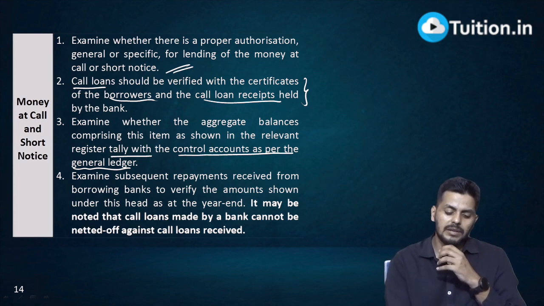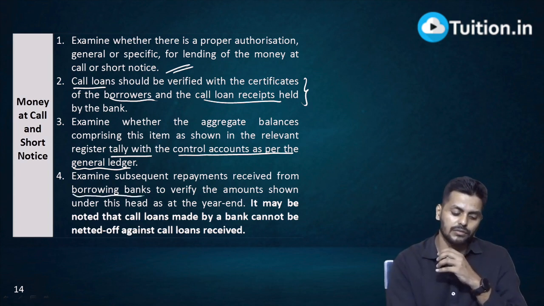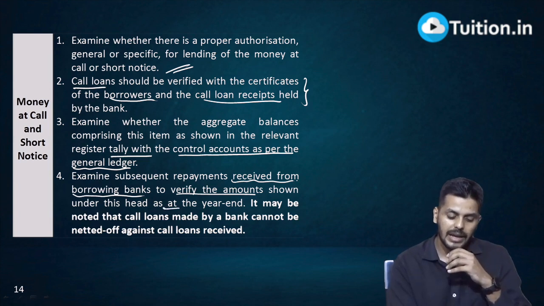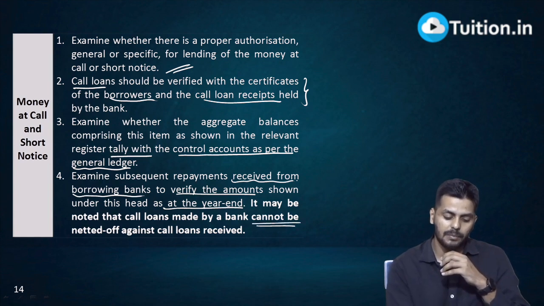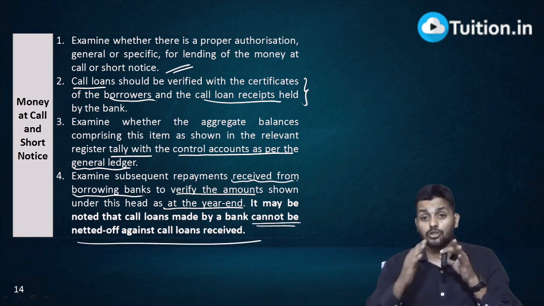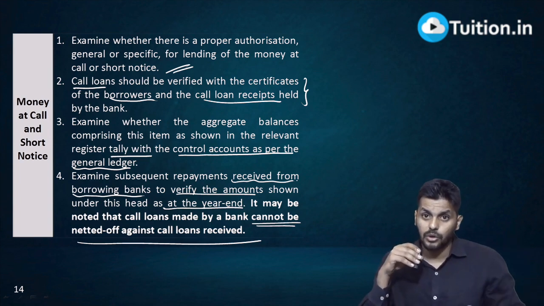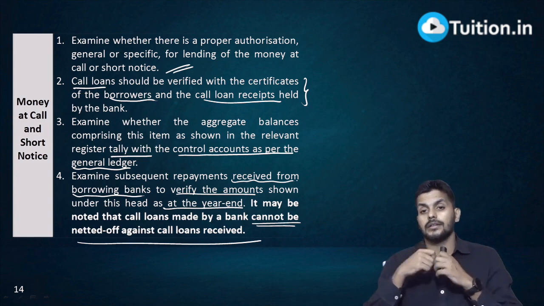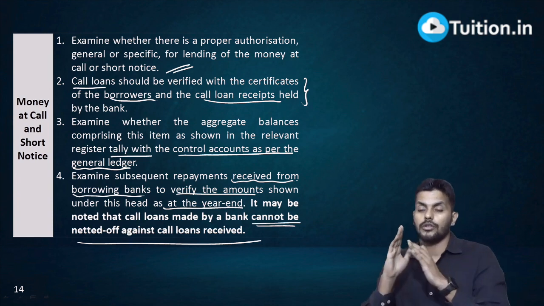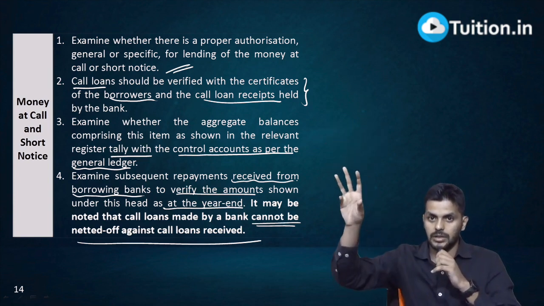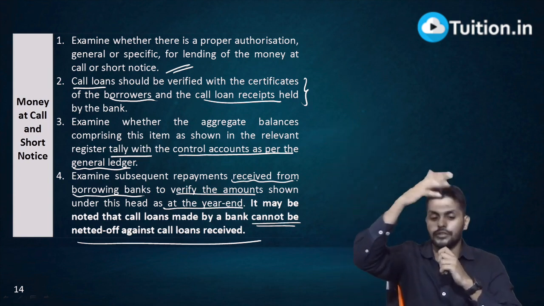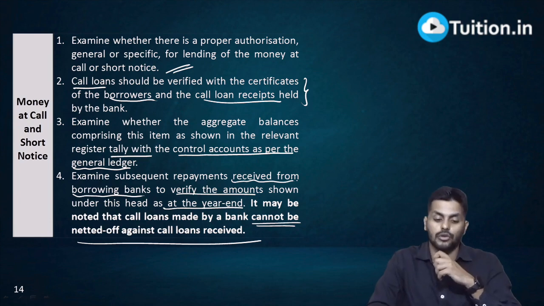Examine subsequent repayments received from borrowing banks to verify the amount shown under this head as at the year end. And it may be noted that call loans made by the bank cannot be netted off against call loans received. You have to show them both separately on both sides. If you gave call loans and you received some call loans, it doesn't mean that you can net them off and show only money at call and short notice so much. You got to show them separately on either side.